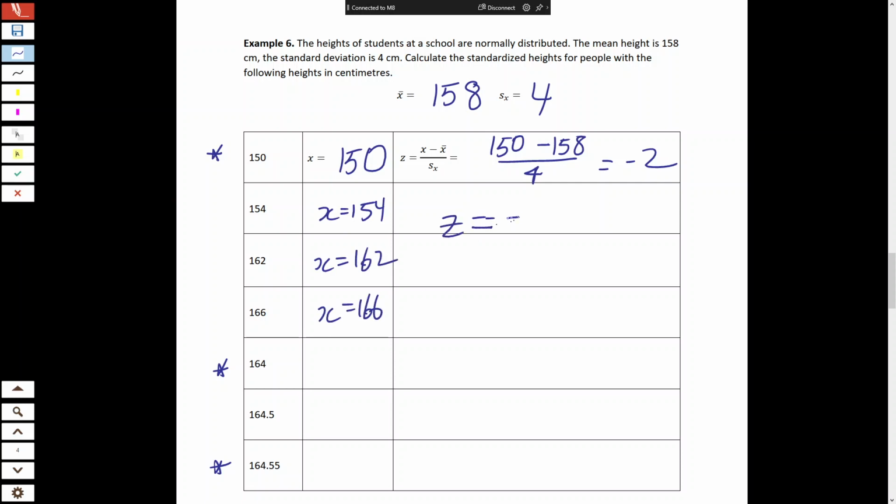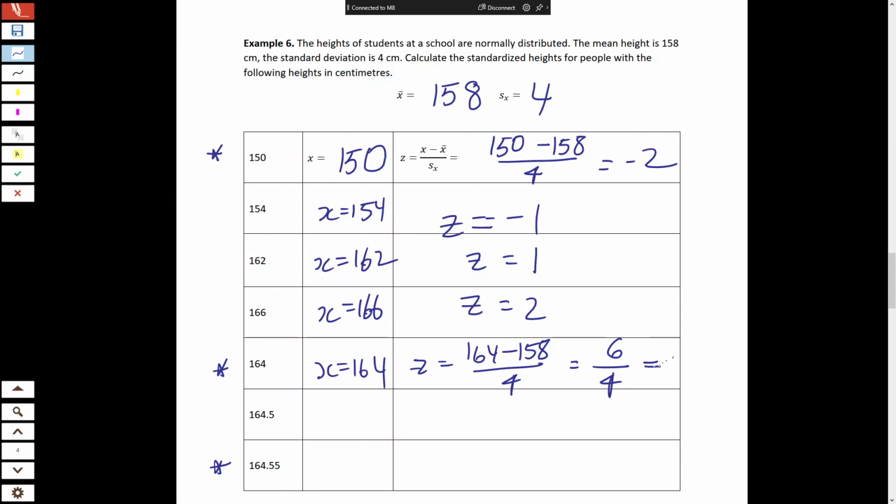Alright, spoiler warning. Something interesting happens here. We don't get 1, 2, or 3. Because if you try to calculate z, you'll get 164 minus 158 divided by 4. And 164 minus 158 is actually 6. 6 is not a multiple of 4, and that's fine. We're going to write a decimal number for this answer, 1.5.